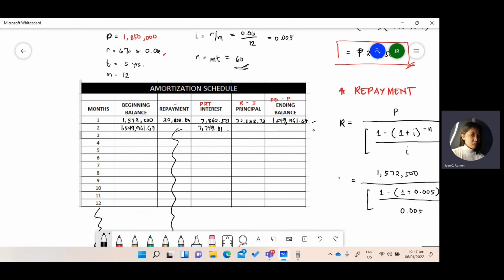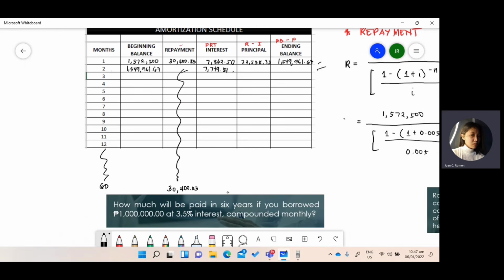And then, yung ending balance mo dito, yun yung magiging beginning balance mo for the third month. So, just continue the process hanggang sa umabot ka sa 60th month. Okay? And hanggang sa umabot ka sa zero balance. Okay, so hanggat maaari, kapag nasa process, hindi tayo nag-round off. Kaya mas maganda na Excel yung gagamitin natin para at least exact value yung makukuha natin.